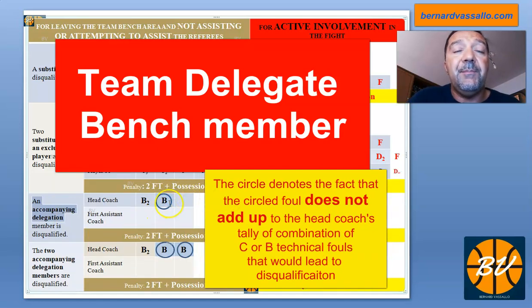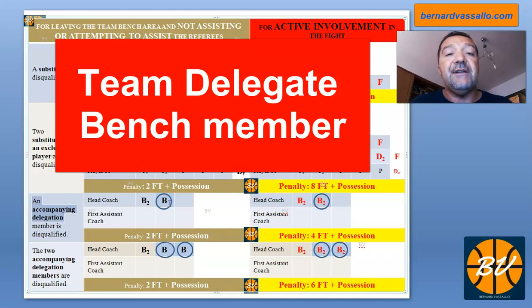The circle around the B indicates that that B does not constitute one of the summation of the head coach technical fouls. As you know, in the rules, the head coach would be disqualified if he receives 2 C's, 2 direct technical fouls, or a summation of 3 bench technicals, 3 indirect technicals, 3 Bs. But in this case, that circle around the B is indicating that that technical foul does not tally up with the coach's summation as regards disqualification.